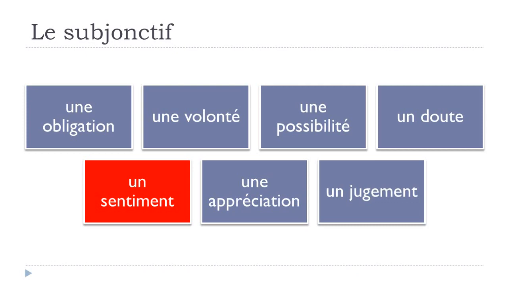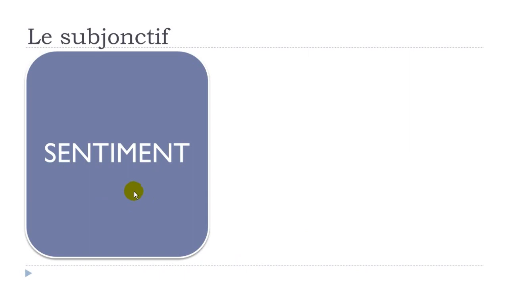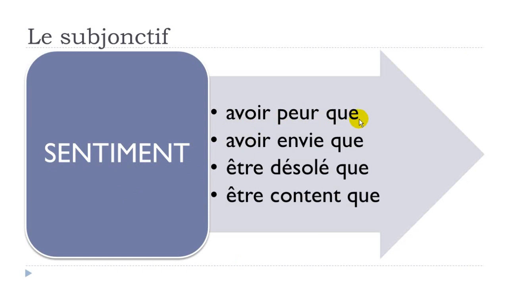Un sentiment, a feeling. Okay? So for this sentiment, let's see what we've got. So we could have avoir peur que, okay, to be afraid that, avoir envie que, well, it could be translated as to want, okay, to fancy, être désolé que, to be sorry that, être content que, to be happy, satisfied. Okay? Alright, for these structures, then you should make a subjunctive after. So they should be followed by une forme subjunctive.